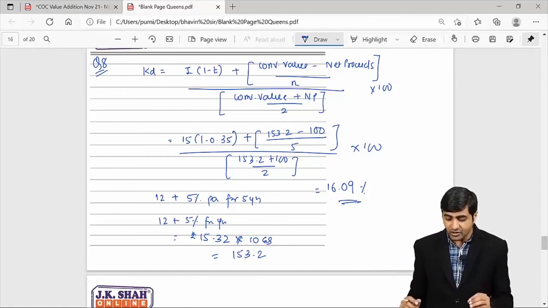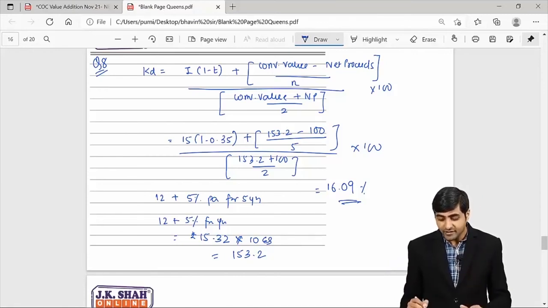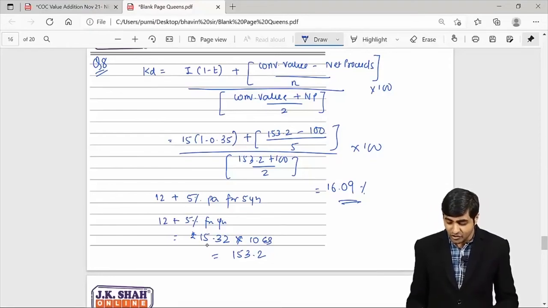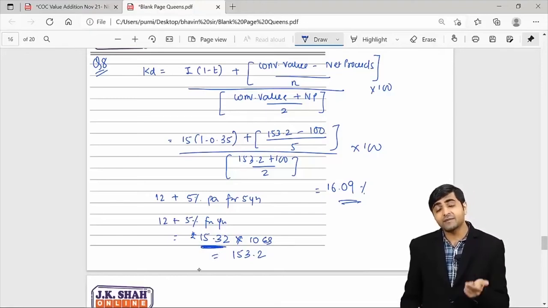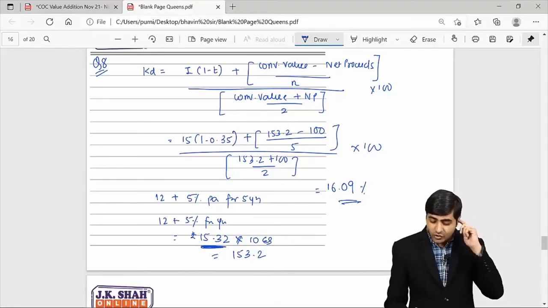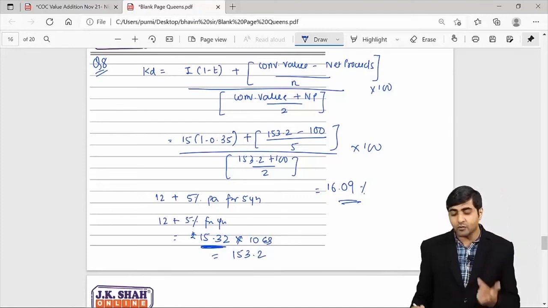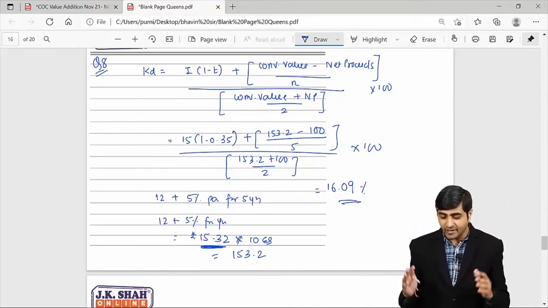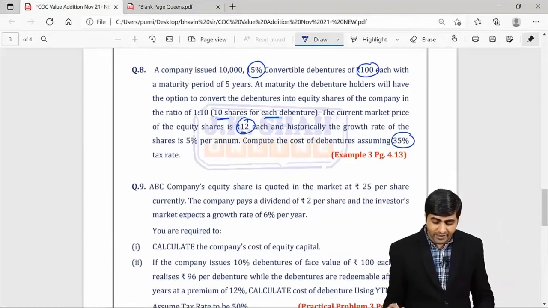Okay. So here the basic objective of revising this particular question was to make you understand that when the conversion value is given to you, we have to take that into consideration and make sure that the market price of one equity share is 15.32 and then there are 10 equity shares. So you need to multiply it by 10 equity shares, you will be getting 153.2. So that will be your conversion value, from which you are going to subtract the net proceeds of 100 and calculate it accordingly. Okay. So with this, my dear students, your question number 8 gets completed.